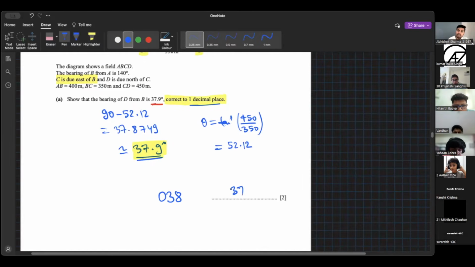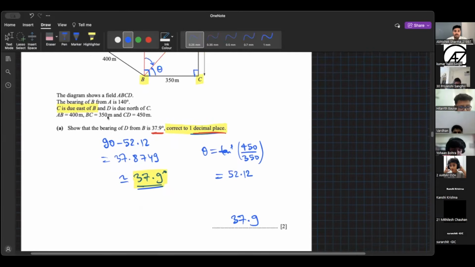We have to write 37.9. I was only explaining that in a general question, where the special instruction is not given to us, then we will write 038. But here in this question, they have clearly mentioned that show that the bearing is 37.9 correct up to one decimal place. But this is a proving question, right? They know that B is equal to 37.9. So we have to write 37.9 only. We cannot write 038 here. That's what I was saying. Okay.